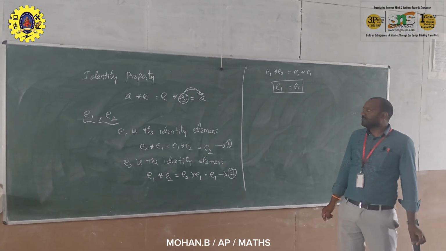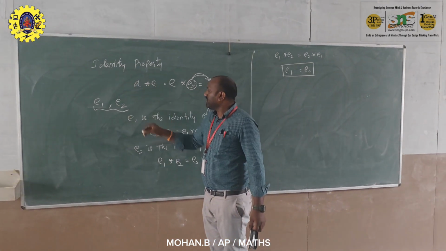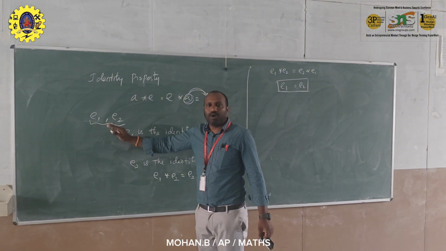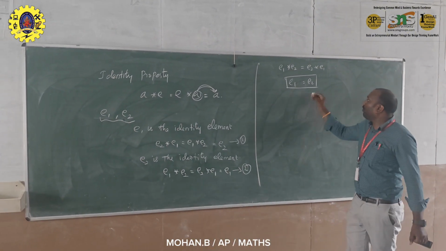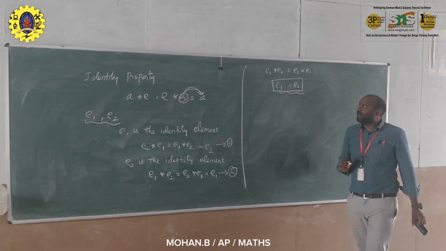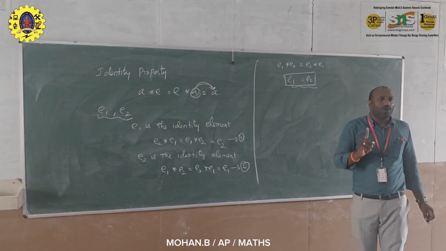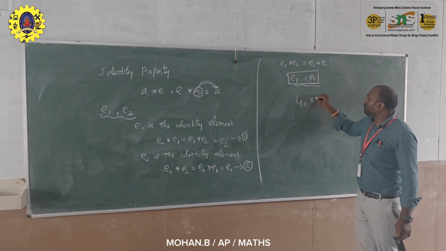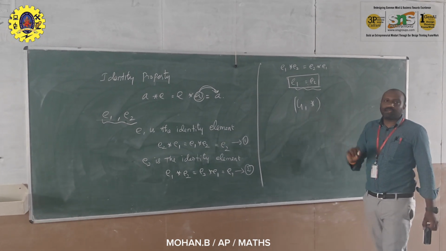So the basic thing is that we took E1 and E2, both as identity elements, and finally both values are the same. So finally we know that the identity element is always unique in any set G with the operation star. Okay, so this is the final thing. Thank you.